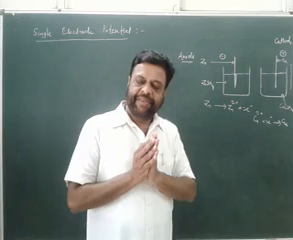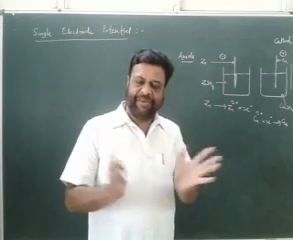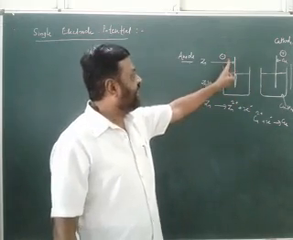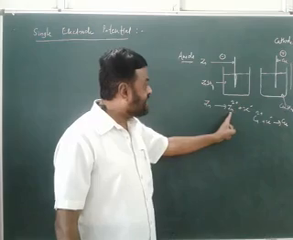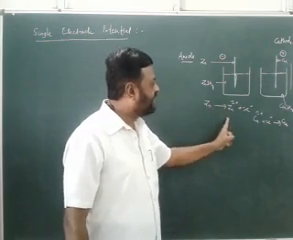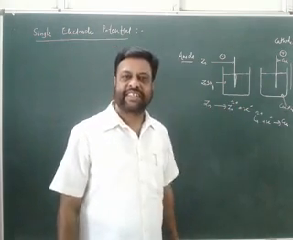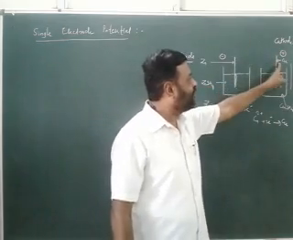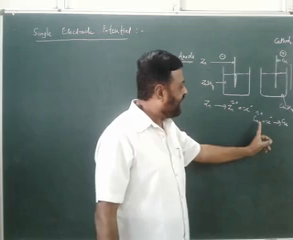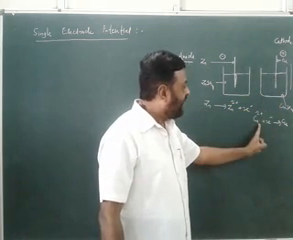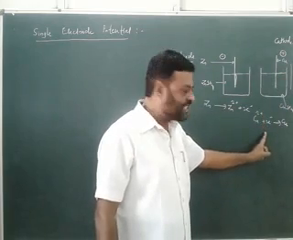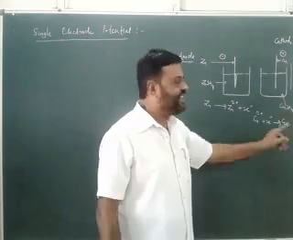I will repeat it once again. The negative electrode means which has negative potential, where ions are formed or where oxidation reaction takes place. The positive electrode means which has the positive potential, where reduction reaction takes place or ions get discharged.